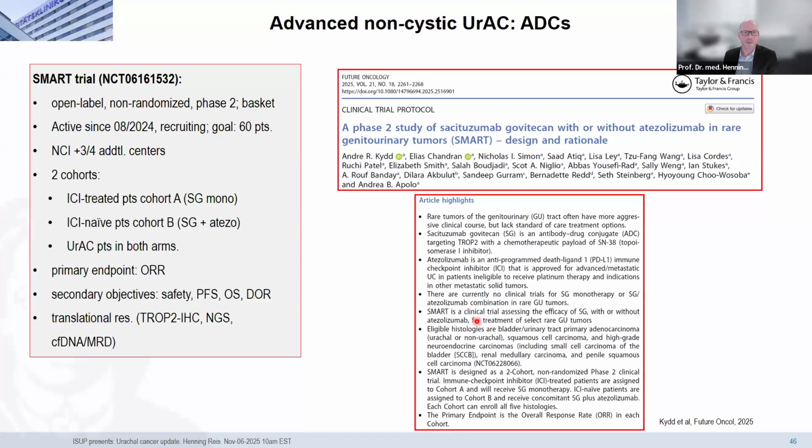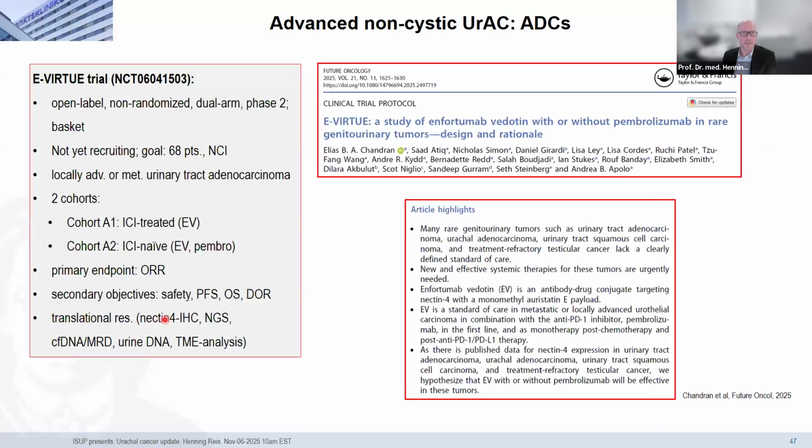The goal is 60 patients, and they want to give sacituzumab govitecan, a TROP2 ADC, as monotherapy in patients who have been immunotherapy treated before, and in ICI-naive patients, sacituzumab govitecan with atezolizumab. Urachal cancer patients can be included in both arms. The primary endpoint is overall response rate. They also include some translational research, and we are very much looking forward to the results of this trial.